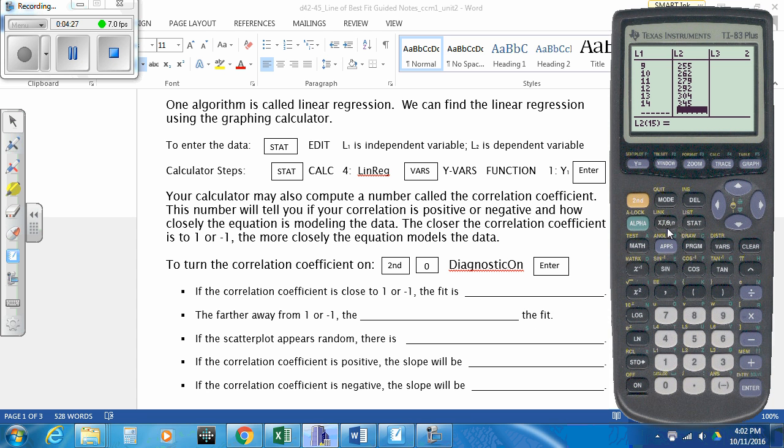Okay, so we're going to go back to the beginning. I hit second quit, that puts us back here. And I'm going to hit stat. When it says calc right here, it's talking about this tab. Before, when we hit stat, we hit edit. Now we're going to go to calc. So just put your arrow over. Calc, it's right there. And we're looking for number 4, which is linear regression. So you can either hit the button number 4, or you can scroll down to number 4, whichever one works for you, and hit enter.